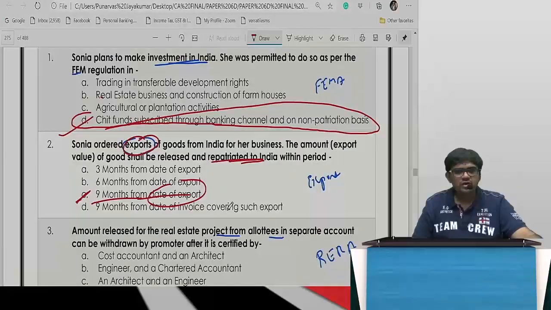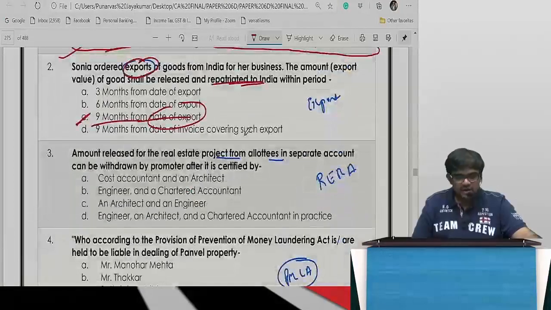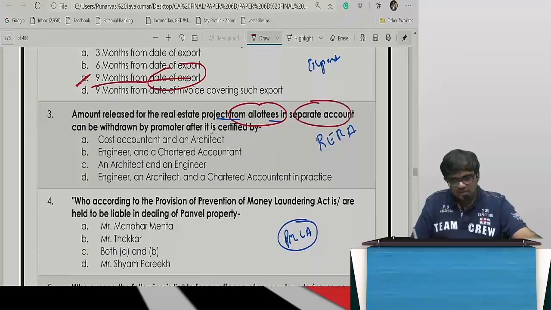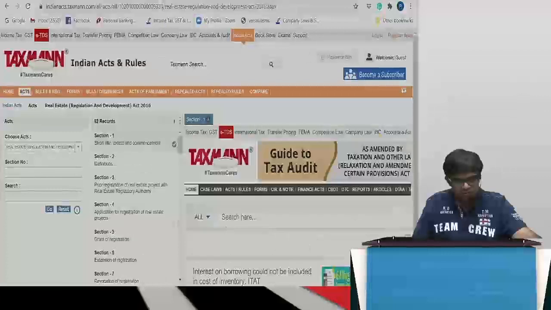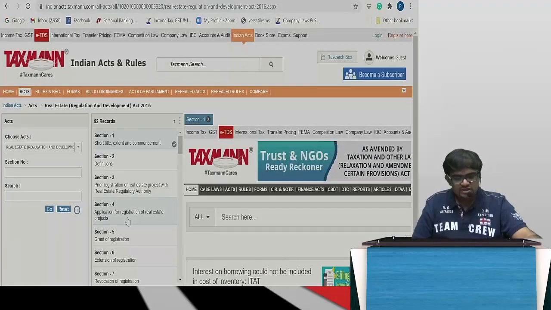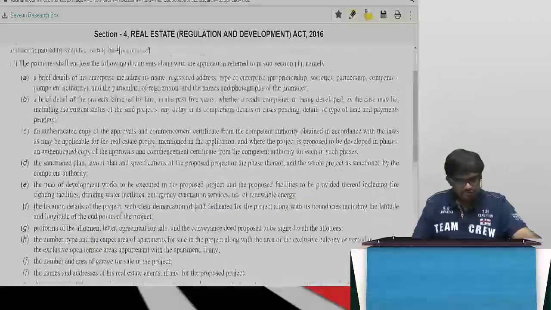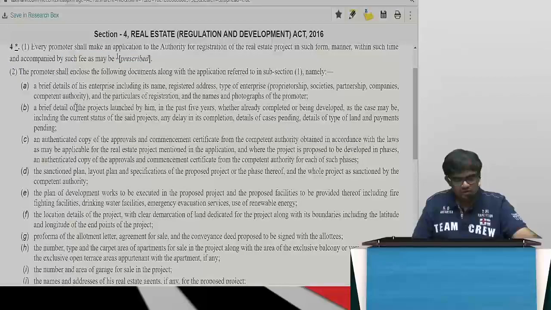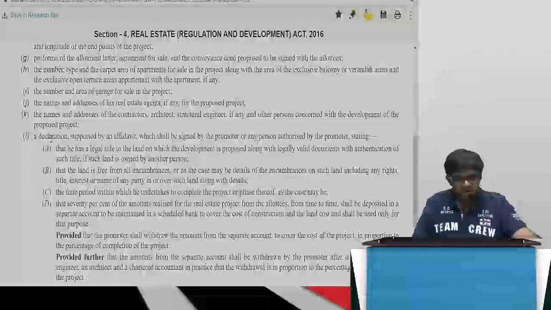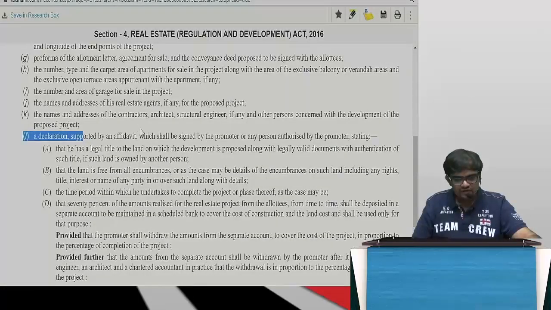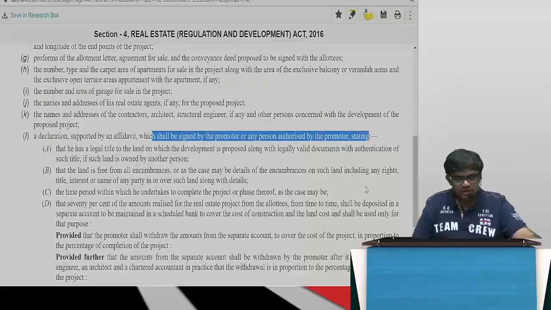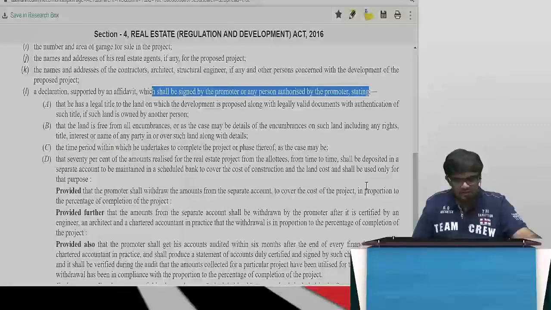These two, even if you had not studied the case law, you could have answered. Amount released by the real estate project from allottees in a separate account can be withdrawn by the promoter after it is certified by whom? Now let us go to RERA. We discussed RERA in section 4, application for registration. The promoter shall enclose all these documents. A declaration supported by affidavit shall be signed by the promoter or any other person. And then the other thing comes.